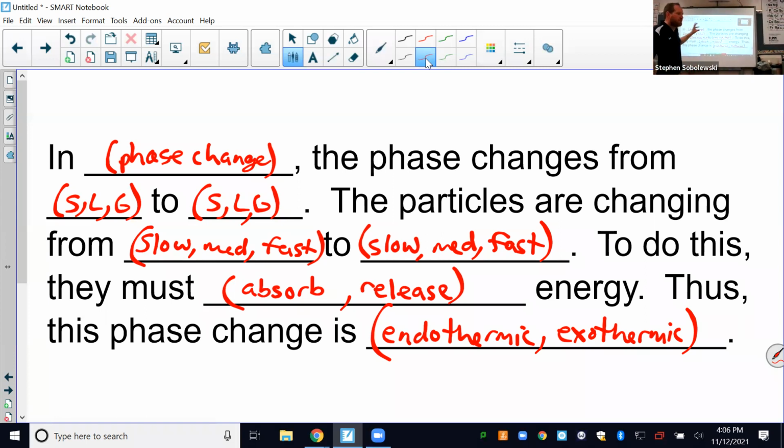So if you just remember this general story, and again, you don't have to memorize this, but if you kind of tell this type of story in your head, it's a way of getting around just memorizing which is endothermic and which is exothermic. Okay?